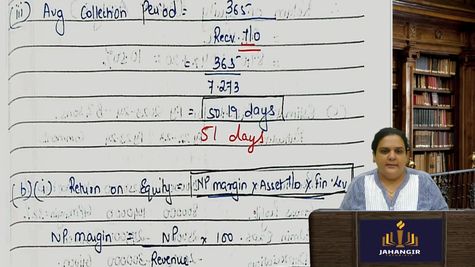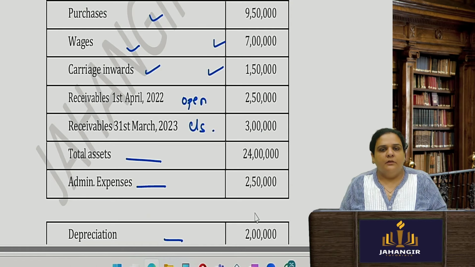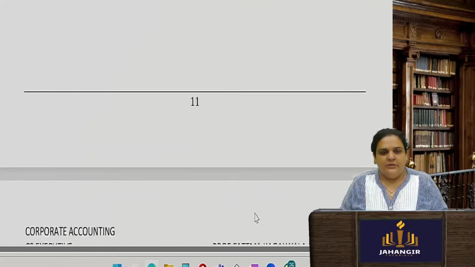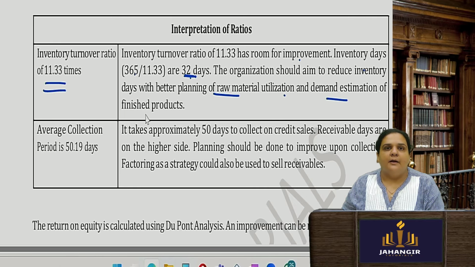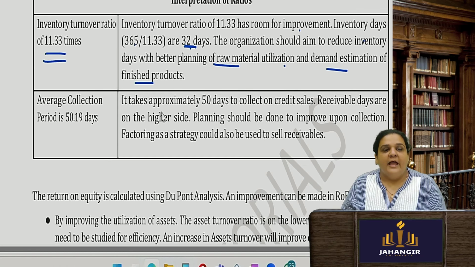Now, after doing this, they are saying interpret the ratios. Interpretation I have given to you all over here; you can write in your own words. First is your inventory turnover ratio, which is 11.33 times. This has room for improvement. Inventory is in the godown for 365 divided by 11.33, 32 days. So they should aim to reduce the inventory days with better planning of raw material utilization and demand in the market.